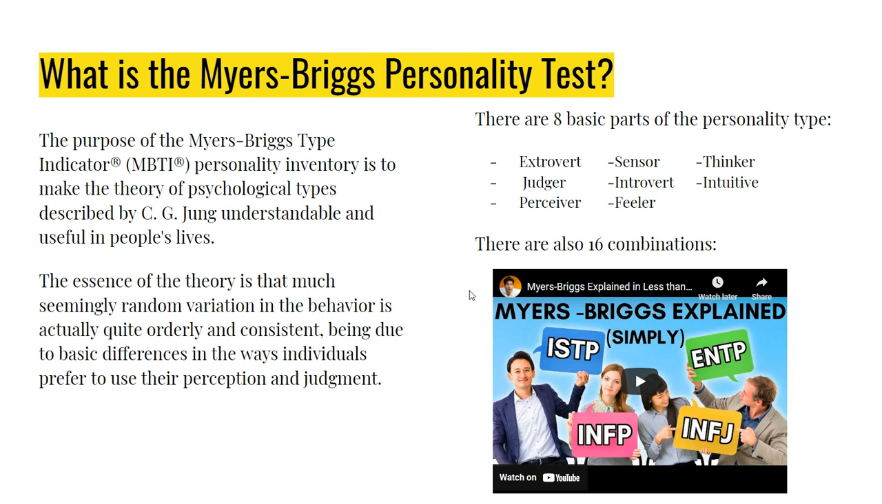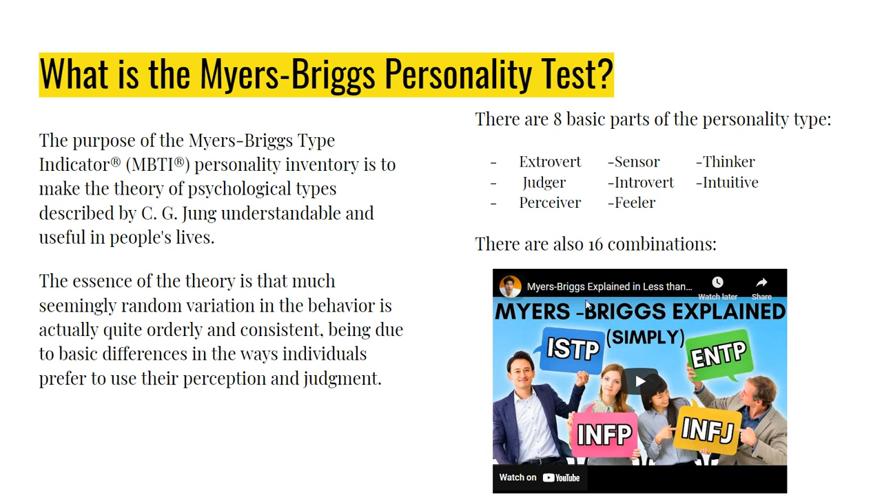What are you? What are you when it comes to different things? The essence of the theory is that seemingly random variations in behavior are actually quite orderly and consistent, being due to basic differences in the ways individuals prefer to use their perception and judgment. There are 8 basic types of personality type: extrovert, judger, perceiver, sensor, introvert, feeler, thinker, and intuitive. And with that, there are 16 combinations.